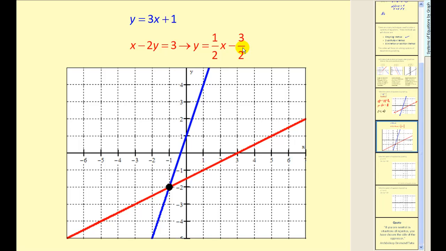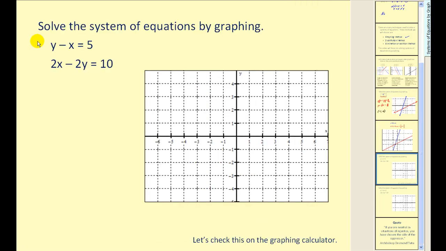Here's another look at it using a graphing program. We'll take a look at how you can do this on your graphing calculator on the next problem. So again, we'll graph these two lines and then analyze the results. So for the first line, if we add x to both sides, we'd have y equals x plus 5. So we have a y-intercept of +5 and a slope of +1, or 1 over 1.